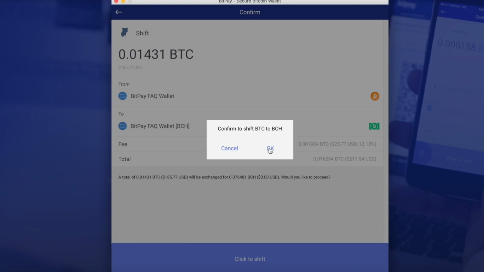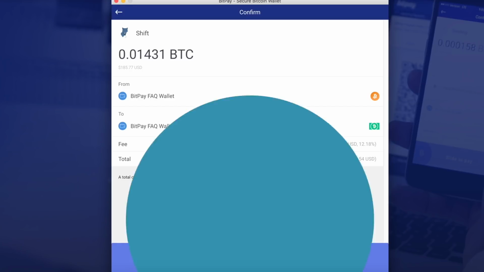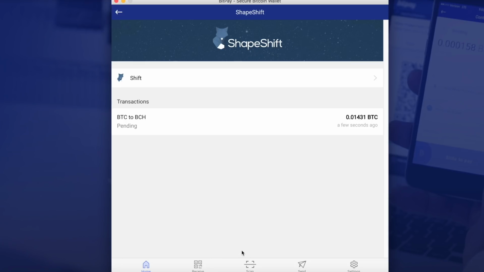After that, you're done. Once your transaction confirms on the Bitcoin or Bitcoin Cash network, ShapeShift will complete the trade. When that's done, you will receive your new Bitcoin or Bitcoin Cash balance, usually within minutes.